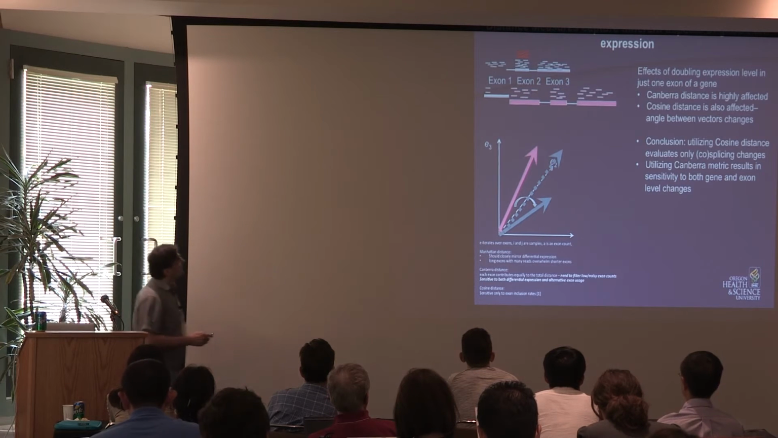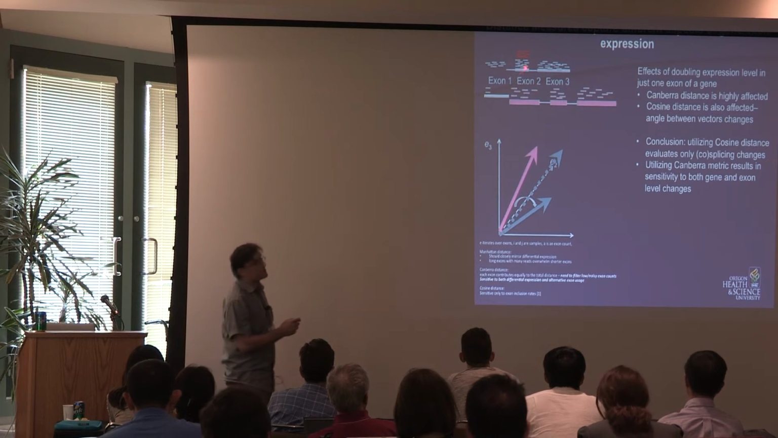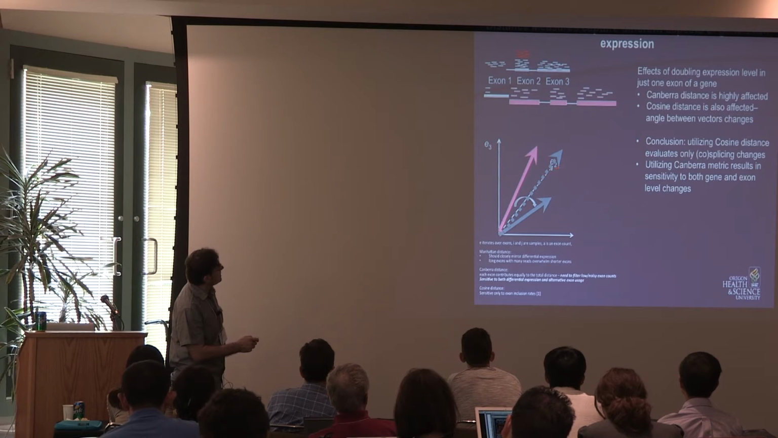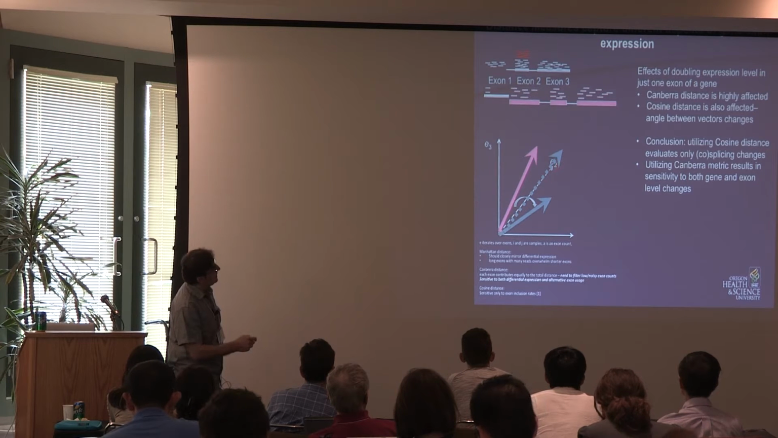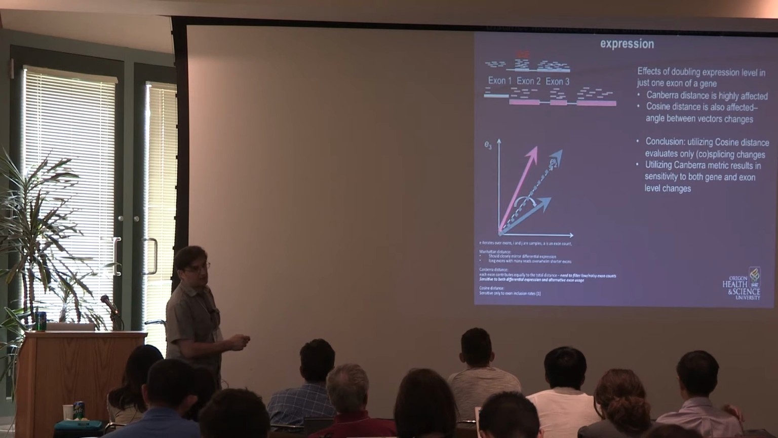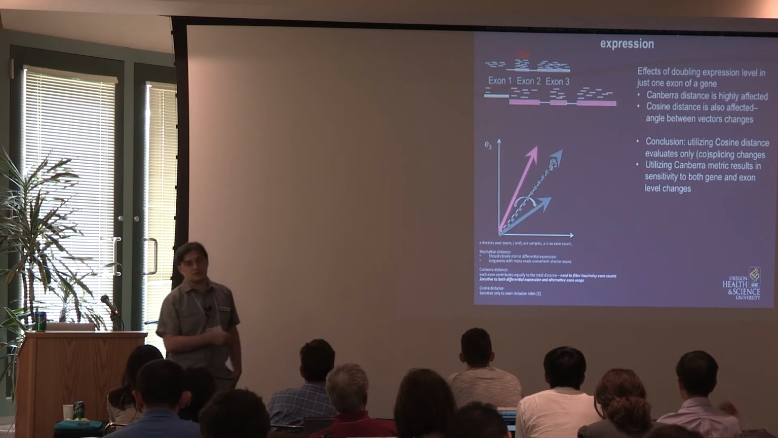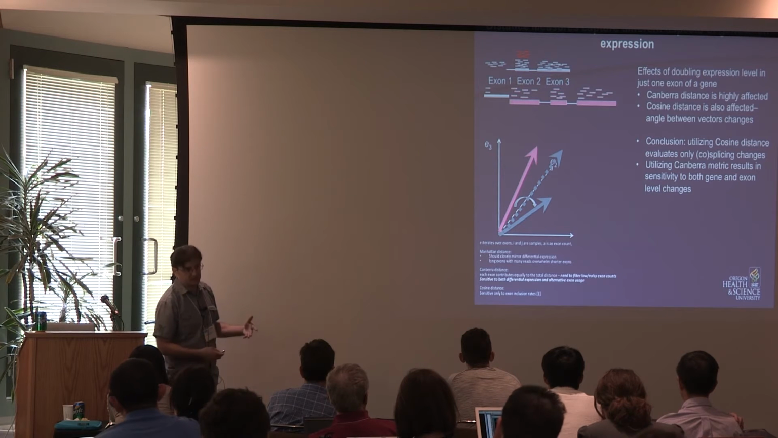On the other hand, if you have a situation where just this one exon changes, how do we capture this? Then the angle will change, and so will the overall length. So the Canberra distance measure will capture both changes in splicing and in expression.